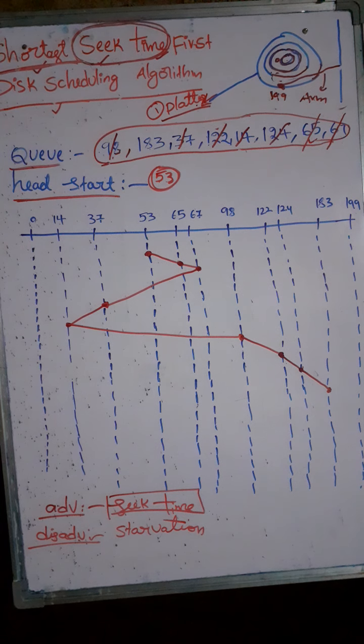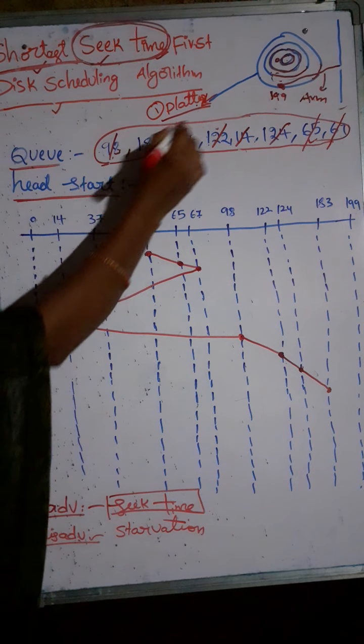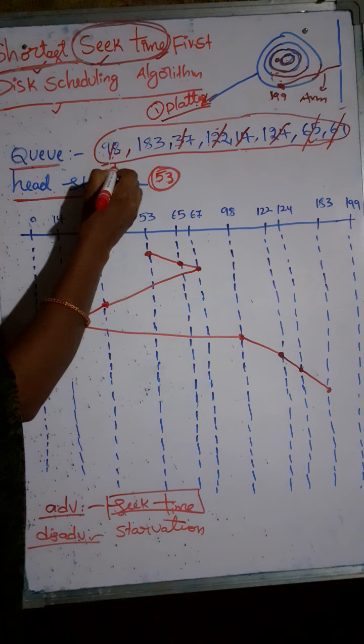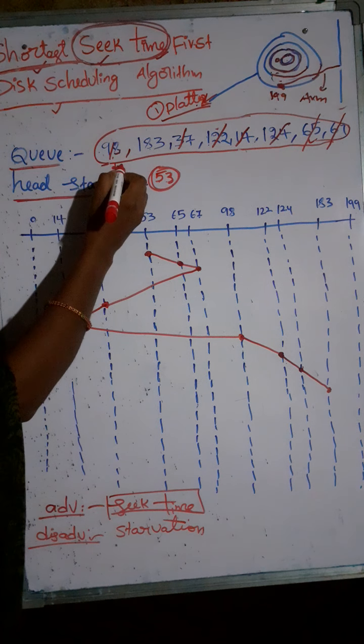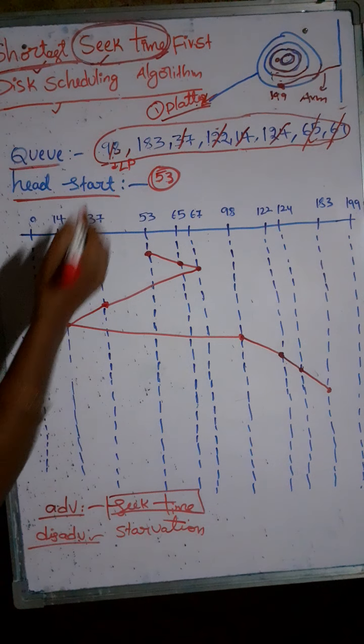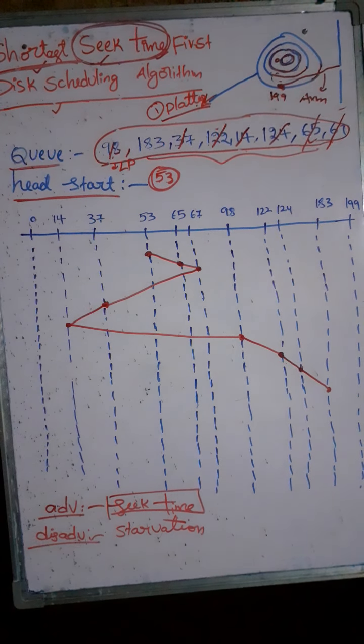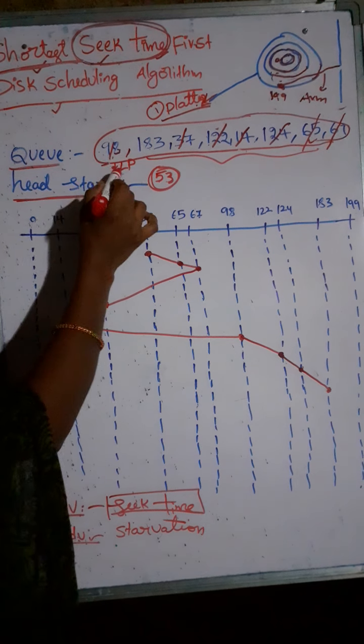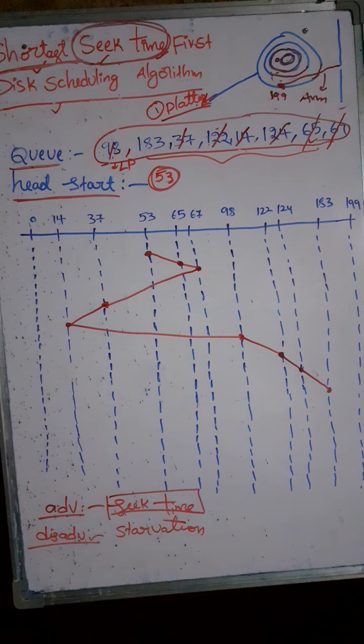We know what starvation is, right? Let us assume that among all the other requests, 98 has come first, but 98 has the low priority, and all the others have the high priority. Then what happens? All the other requests will be served first and 98 will be served last. That means 98 has to wait for a long period of time. That is called starvation.